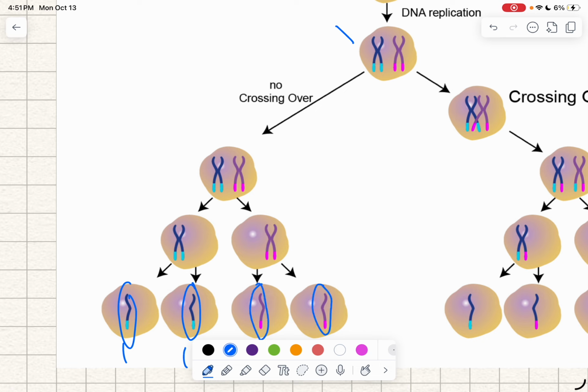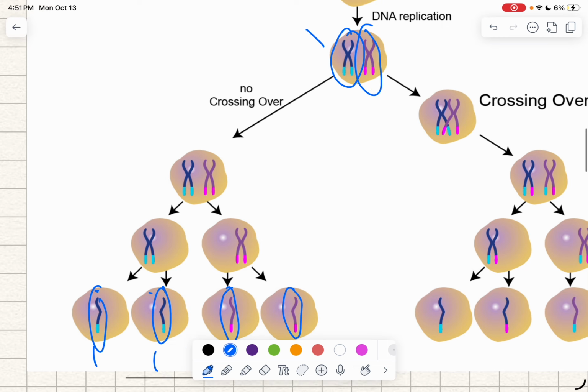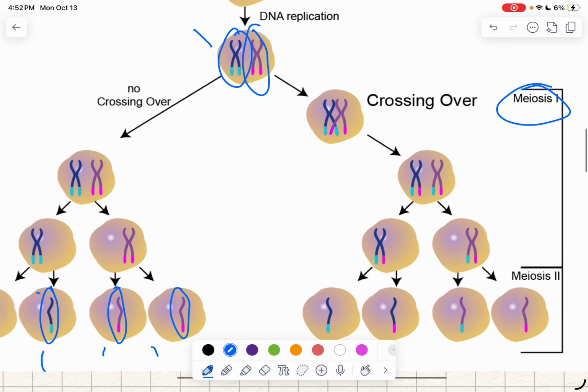Okay? So if no crossing over occurs, the chromatids that end up in these cells will look just like the parents. For example, we have our blue chromatids. They look just like the blue of the parent, while the pink looks just like the pink of the parent, meaning no genetic variation or no recombination has occurred.